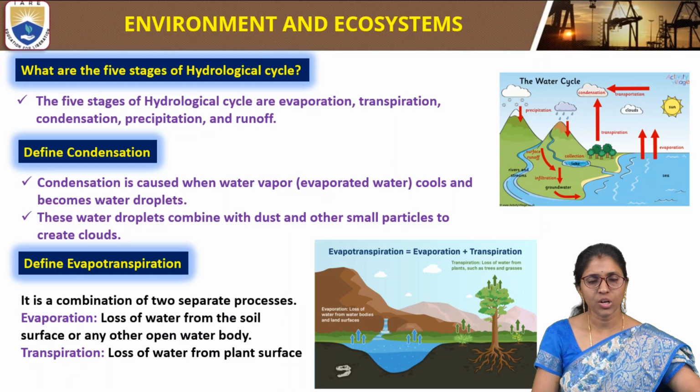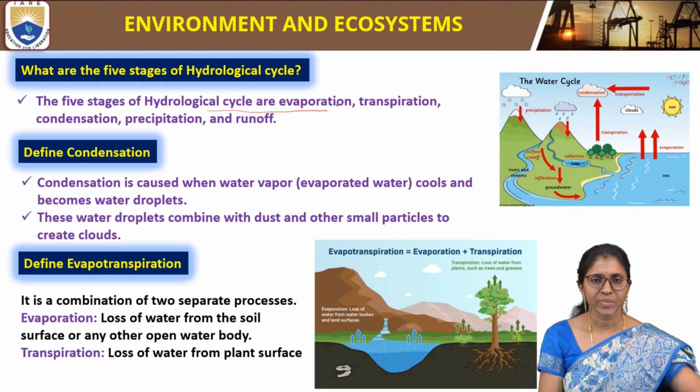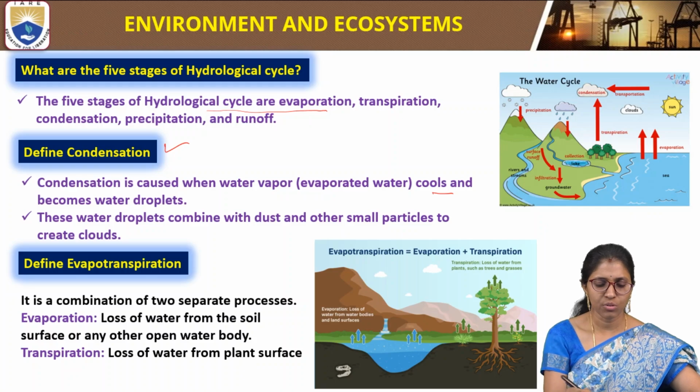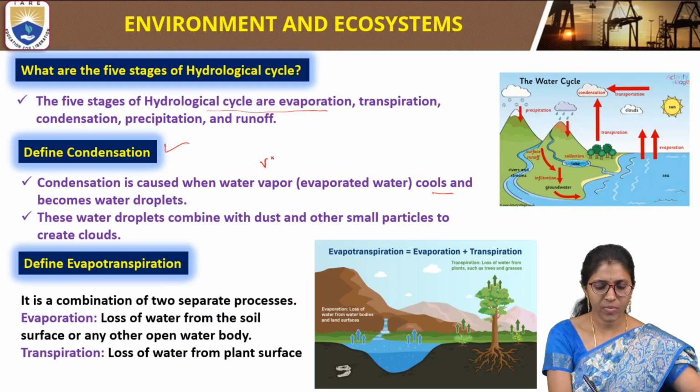So the next question is, what are the 5 stages of the hydrological cycle? We know that the 5 stages of the hydrological cycle are evaporation, transpiration, condensation, precipitation and runoff. And the next question is, define condensation. Condensation is caused when water vapor cools and becomes water droplets. Condensation is the process of converting water vapor into liquid.